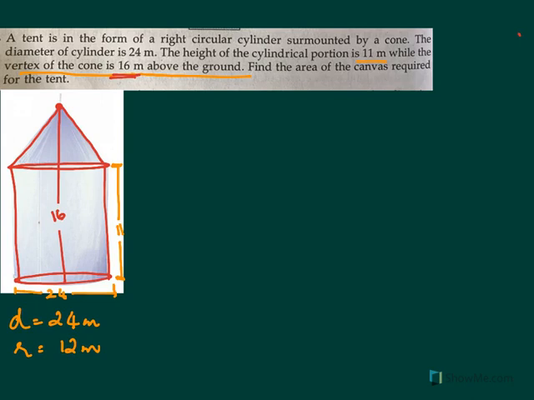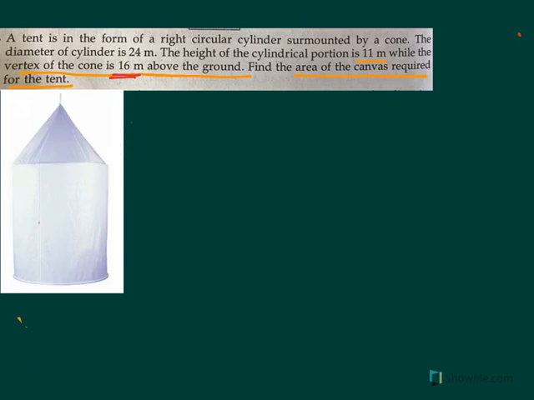So you'll definitely agree that this part from here to here will be 16 minus 11, and that will be 5. So this part is 5 here, the conical height is 5, and then this length is 11. So the entire length becomes 16. 11 plus 5 is 16. Find the area of canvas required for the tent.